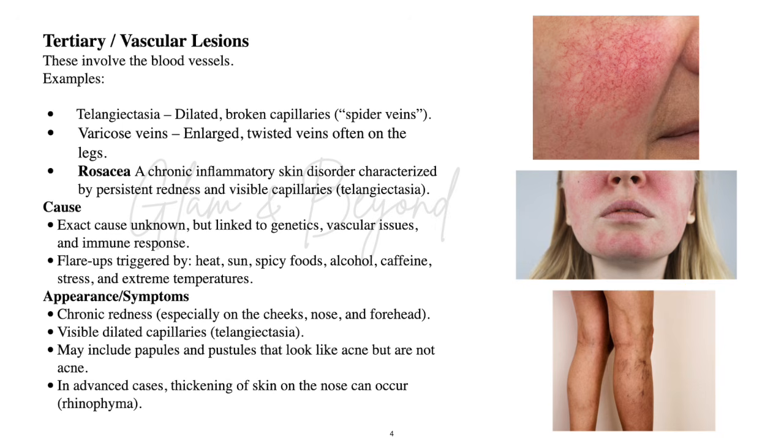Now let's go over tertiary, also known as vascular lesions. These involve the blood vessels. Examples would be telangiectasia, which are dilated broken capillaries, also known as spider veins. Next we have varicose veins, which are enlarged twisted veins often on the legs. Next, rosacea, which is a chronic inflammatory skin disorder characterized by persistent redness and visible capillaries.